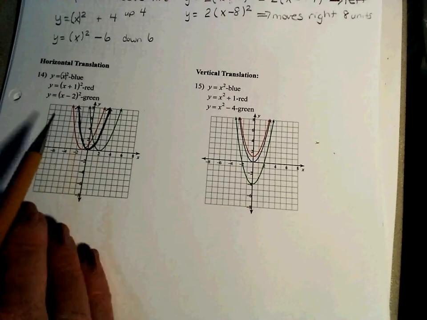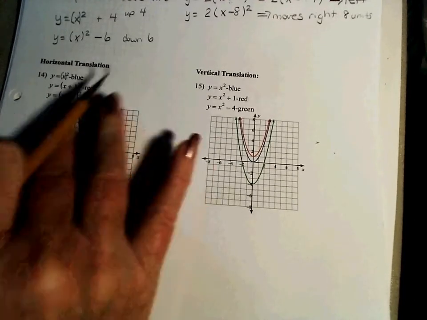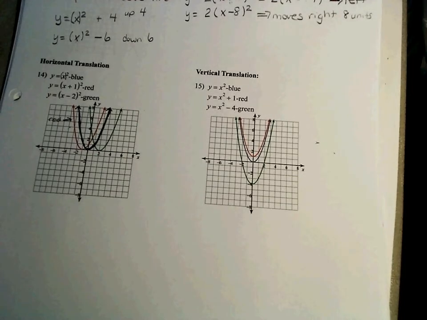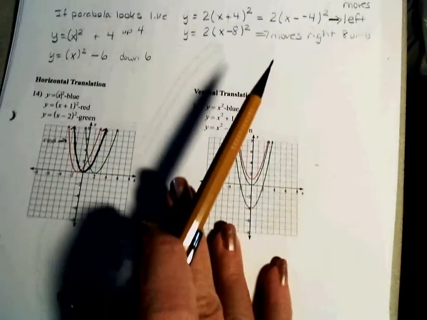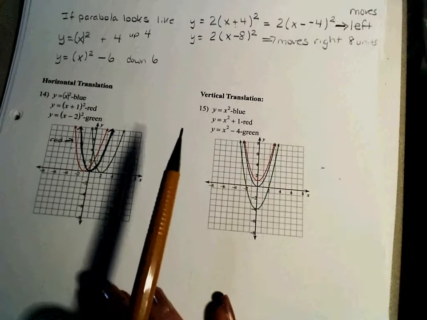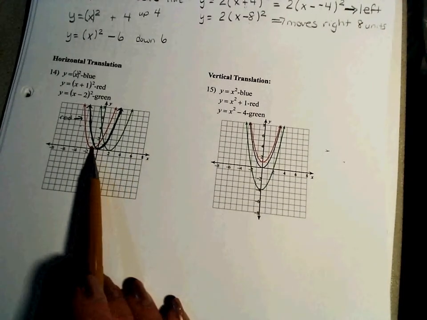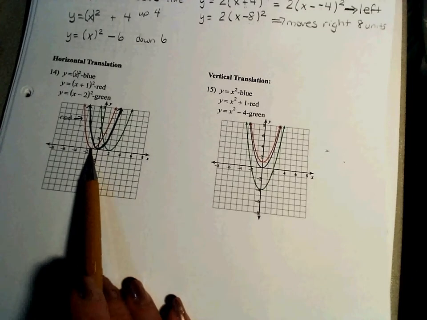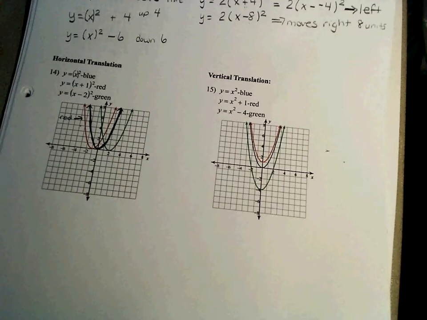Now look at the red one. This is the red one. It says x plus 1 squared. Up here I told you plus something moves left. So do you see how the red one picked the blue one up and moved it 1 to the left? Everything moved 1 left. That's called a horizontal translation. Translation means it didn't change size, it just changed position.